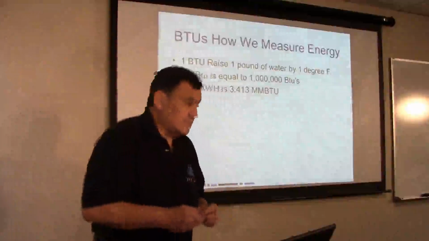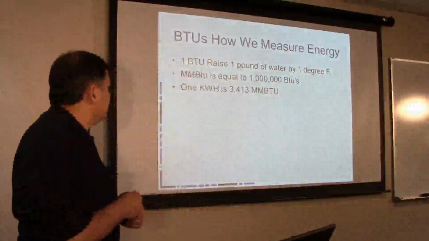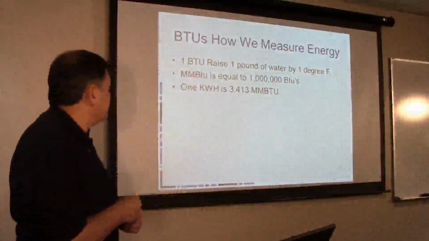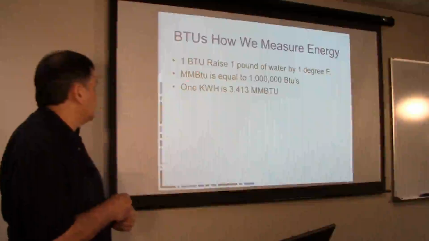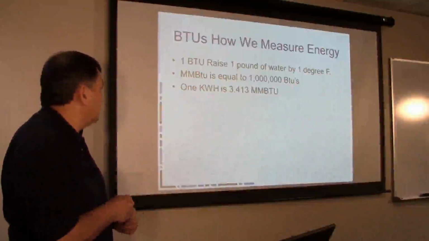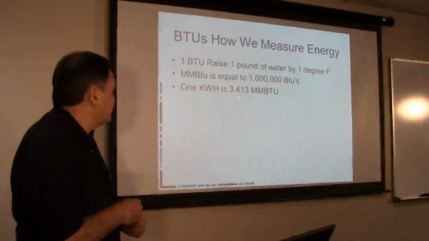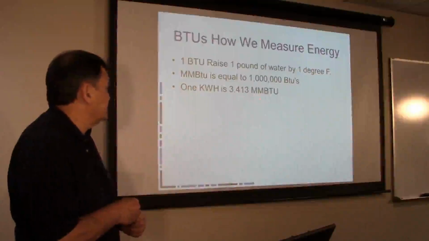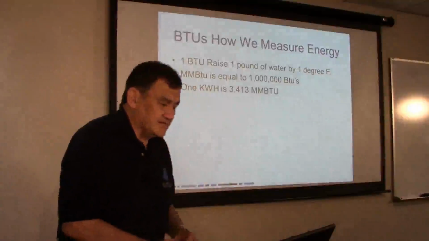In North America, we still use the British units of measure. So the British Thermal Unit is the amount of energy to raise 1 pound of water by 1 degree Fahrenheit. We scale that to millions of BTUs. So each M is for 1,000, so 1,000 times 1,000 BTUs is 1 million. And 1 kilowatt hour of electricity is equivalent, if we have 100% efficiency, to 3.413 million BTUs.